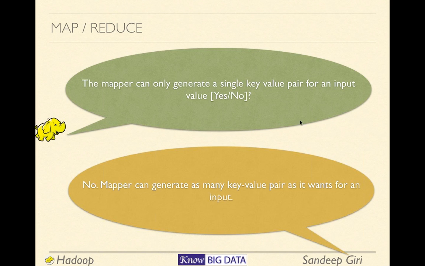Great. So you remember our word count example where there was a whole line and the line was broken into key value pairs. Key was the word and value was one, which means a single input was generating more than 20 key value pairs.